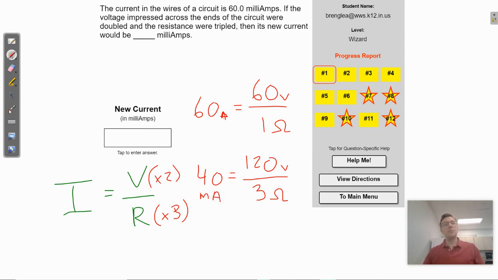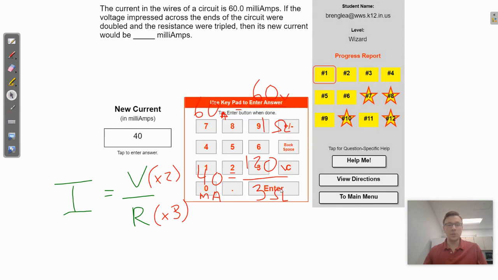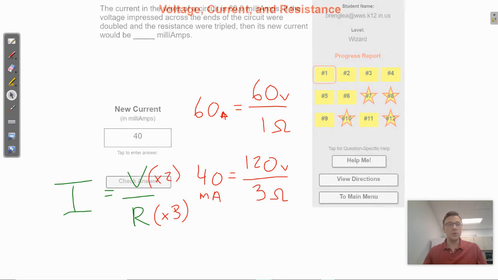Now, again, you can do this by, okay, start with 60, multiply it by 2 because the voltage was multiplied by 2, so we're up to 120. Then because resistance is multiplied by 3, we need to divide the new current by 3. So 120 divided by 3 is 40. So whatever way makes more sense to you. And we'll hit enter there and check our answer.